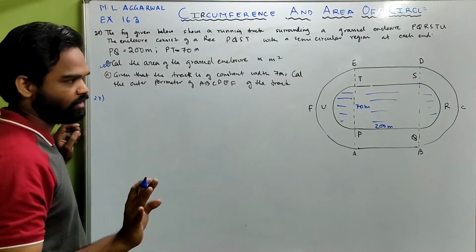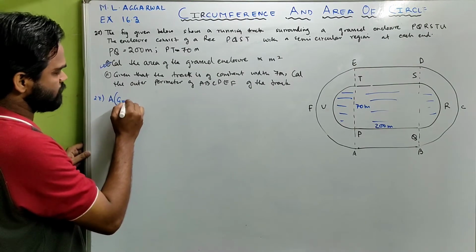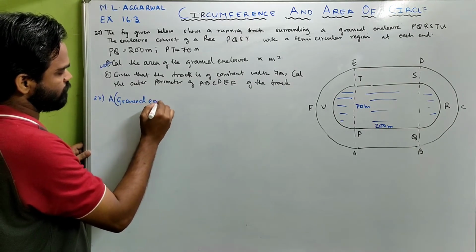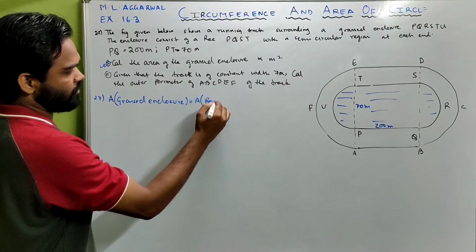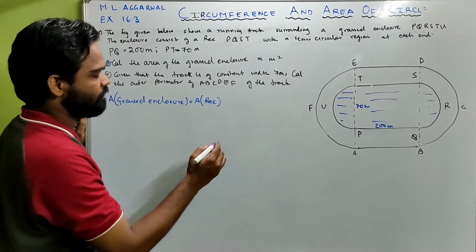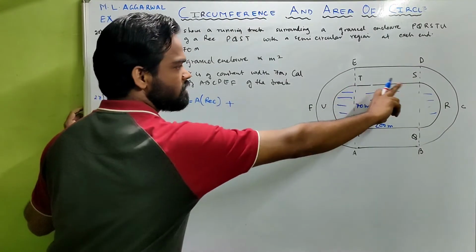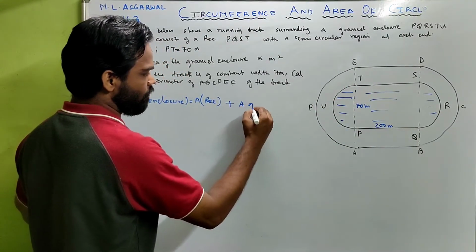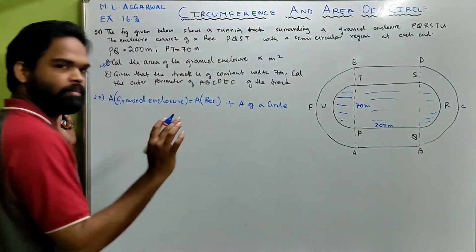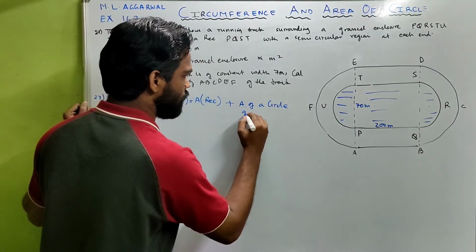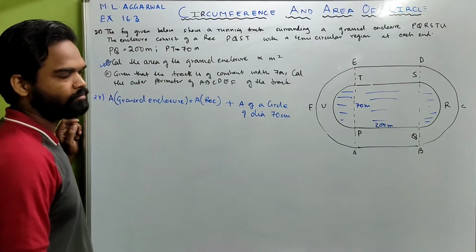What they've asked: calculate the area of the grassed enclosure. First, we'll look at the first part only. See, area of the shaded region, which means area of the grassed enclosure, is nothing but area of the rectangle PQST plus area of two semicircles whose diameters are same, which means area of a circle only. These two semicircles combine to form a circle of diameter 70 meters. Isn't it? Just look at the diagram.